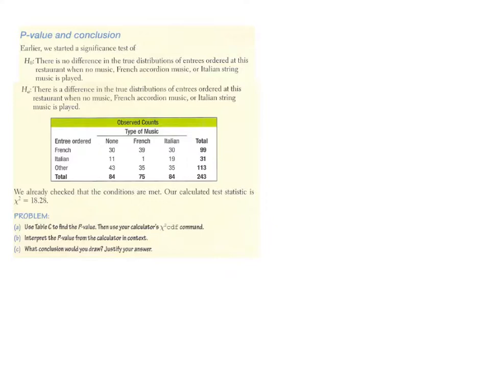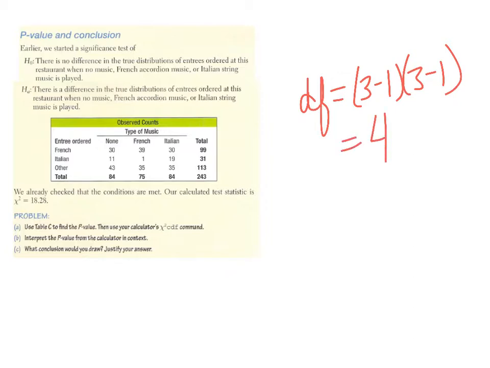So if I'm using table C, I need to know my degrees of freedom. Actually, I need to know that to do it in my calculator as well. So my degrees of freedom here would be 3 minus 1 times 3 minus 1. I have 3 categories of music and 3 types of entrees, so I subtract 1 from each of those and multiply. So I've got 2 times 2, which gives me 4.